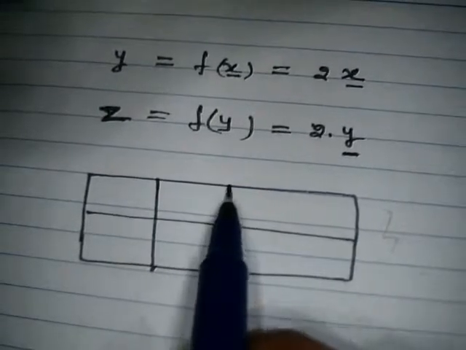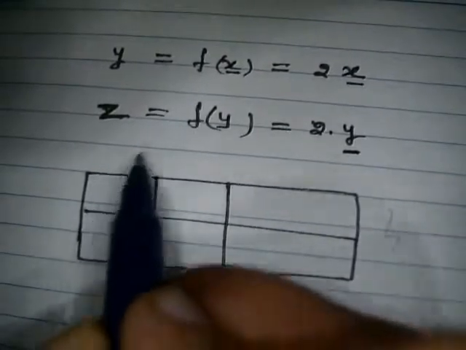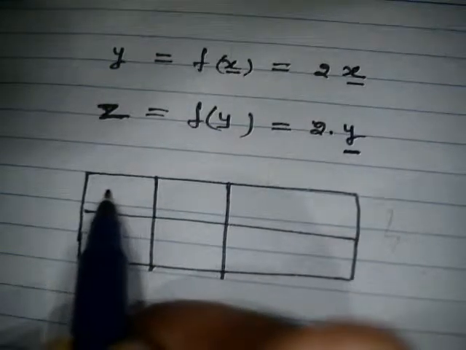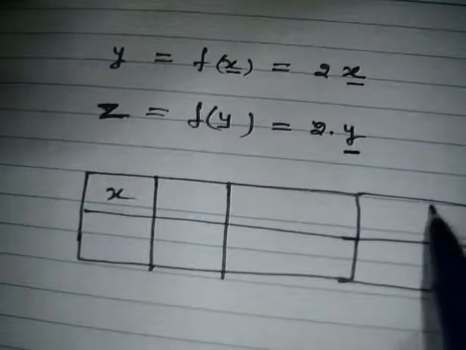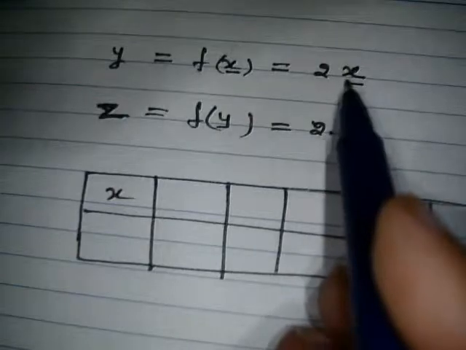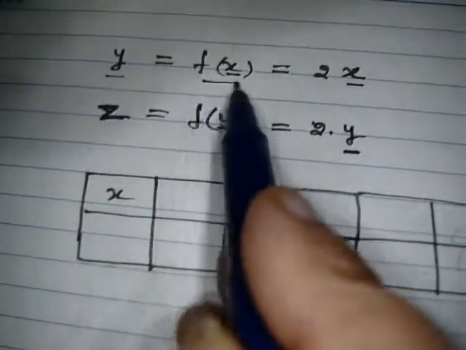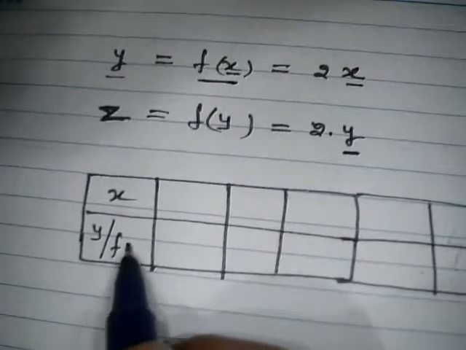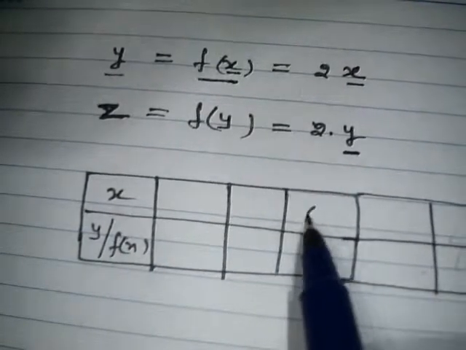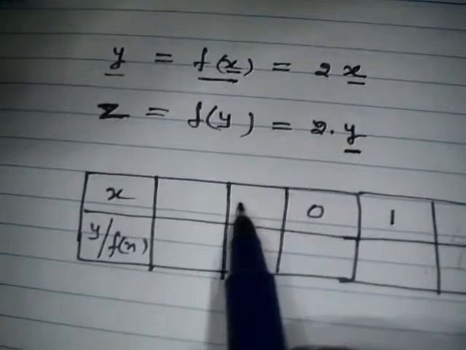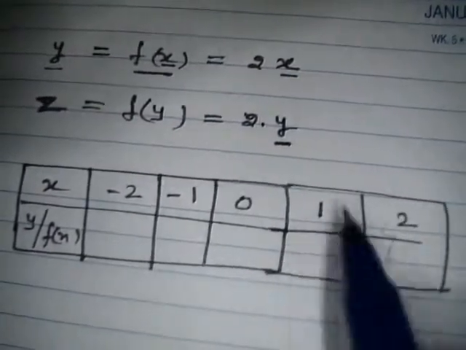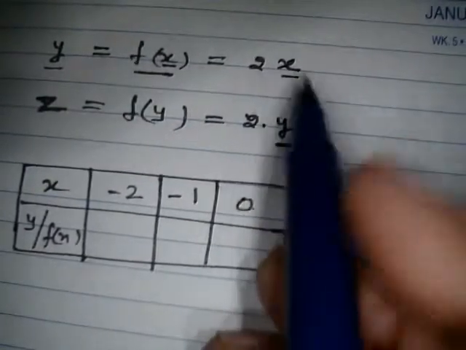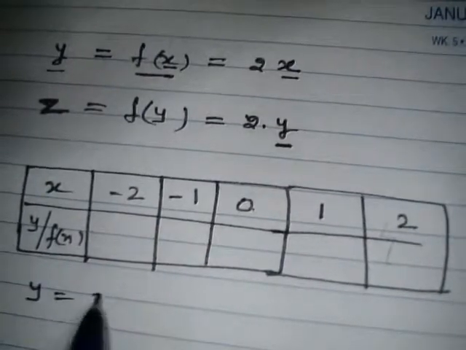I have taken the function here, and these are the x values I am going to write. I plug these x values into the function, and we see the value of y, or the value of f(x). I have chosen the values 0, 1, 2, negative 1 and negative 2. These are the five values I have taken. Now first I plug into f(x) equals 2x.